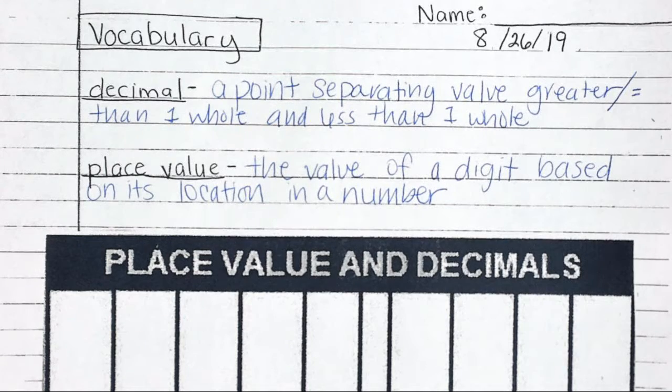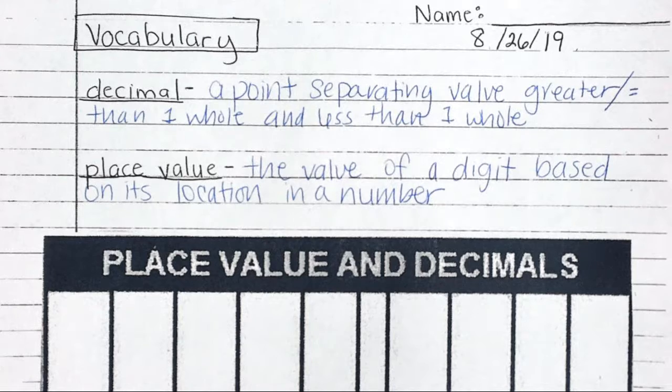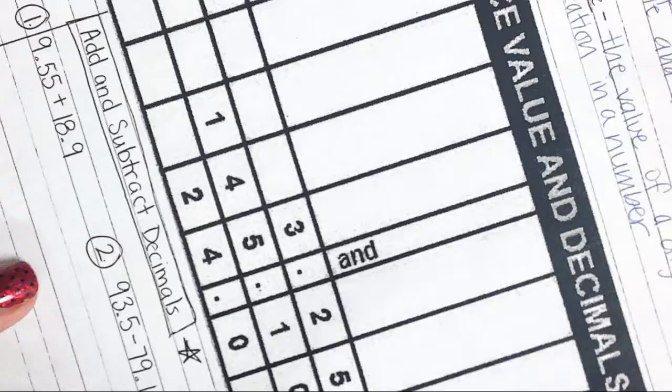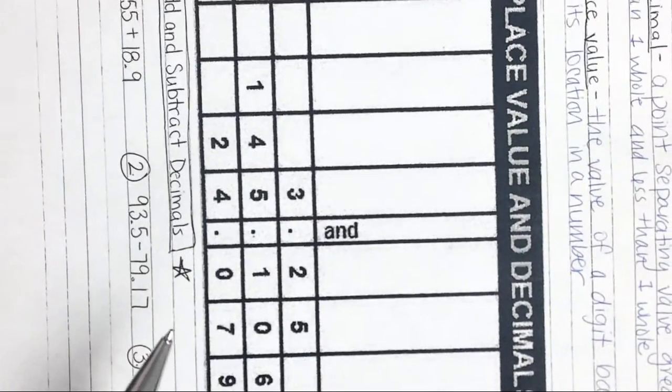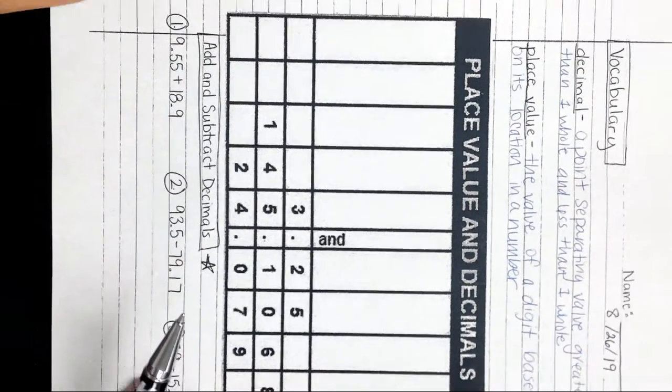Everybody got those so far? Okay, the vocab will not be on your quiz Friday. It will be on our unit test, which we'll get to in at least another week. So we got a little while. Let's turn and look at our place value chart. I'm going to flip it this way and zoom out just a little bit so we can see the whole thing.